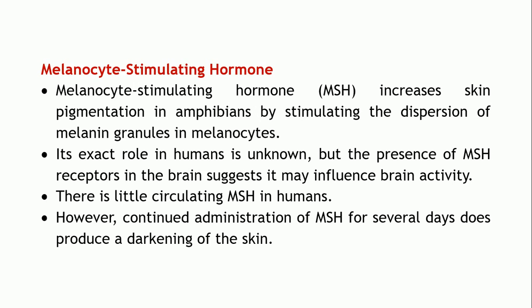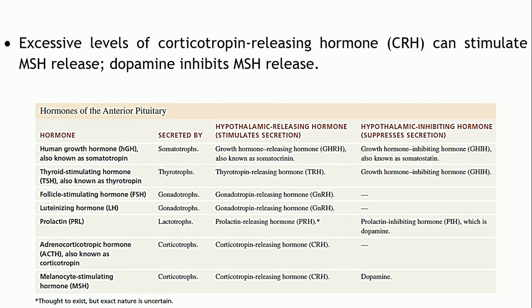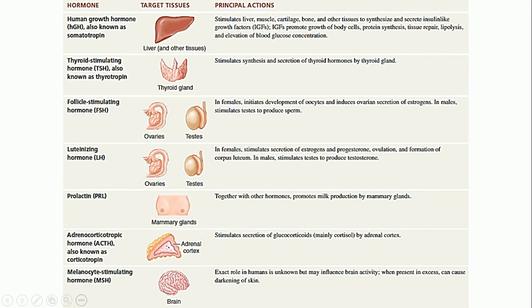And the next hormone is the melanocyte-stimulating hormone or MSH. This particular hormone increases the pigmentation of the skin. The exact role of this hormone is not known, but it may be involved in certain brain activities. The administration of this hormone has caused the darkening of the skin, so it relates to the pigmentation of the skin. Now, there is a releasing hormone, corticotropin releasing hormone, which causes the release of MSH, and there is an inhibiting hormone, that is dopamine. Dopamine inhibits the release of MSH. So this is how MSH release can be controlled.